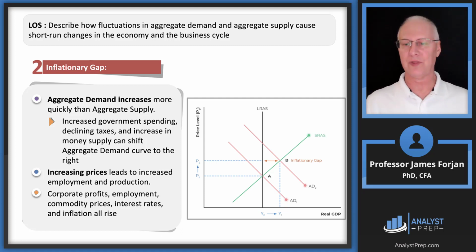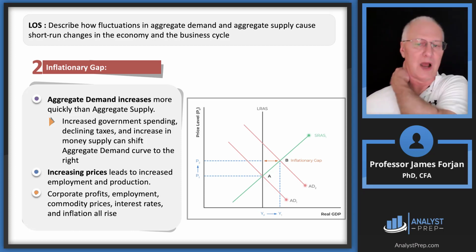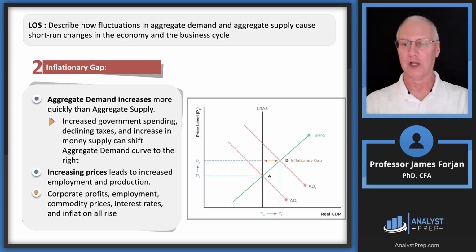And so all those things that were negative in that previous slide are going to turn positive. So profits, employment, prices, and interest rates, all of those things rise. And so look, that inflationary gap here is real GDP on the horizontal axis.